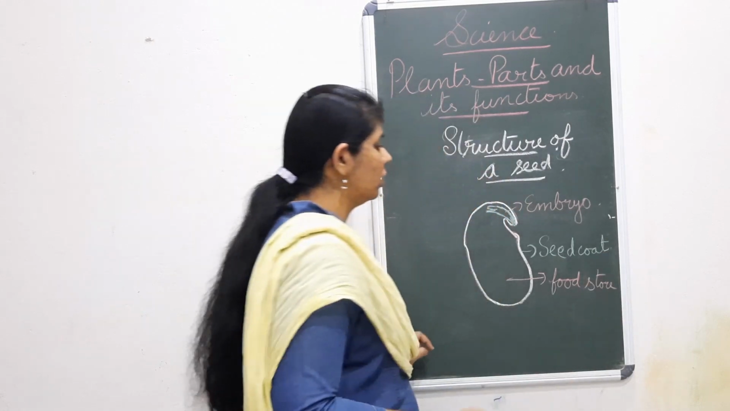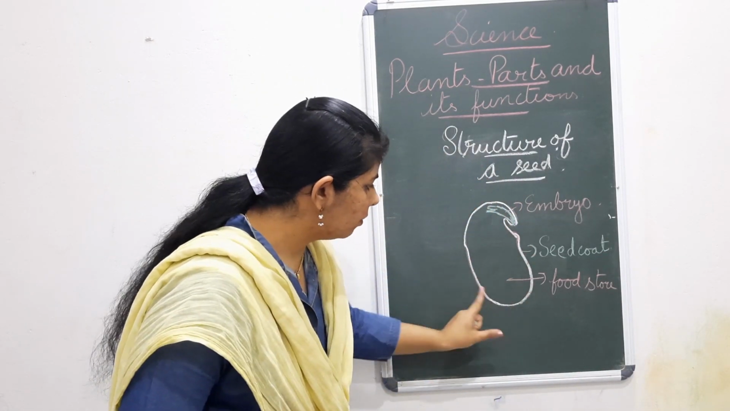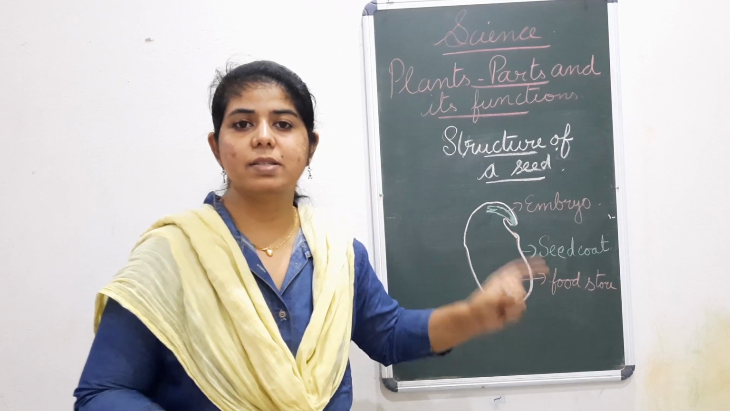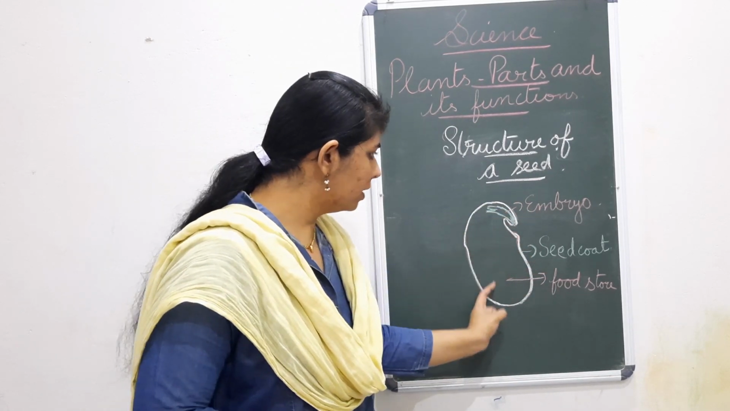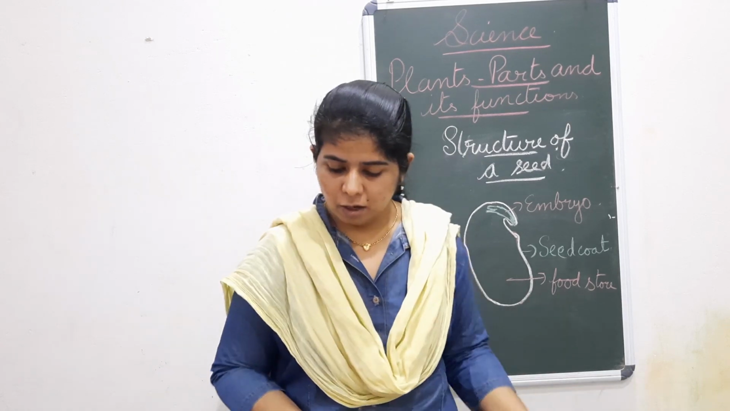So this is the structure of a seed. The outer white color part is known as the seed coat. Then you can see the embryo inside, and the inner part is the food store.